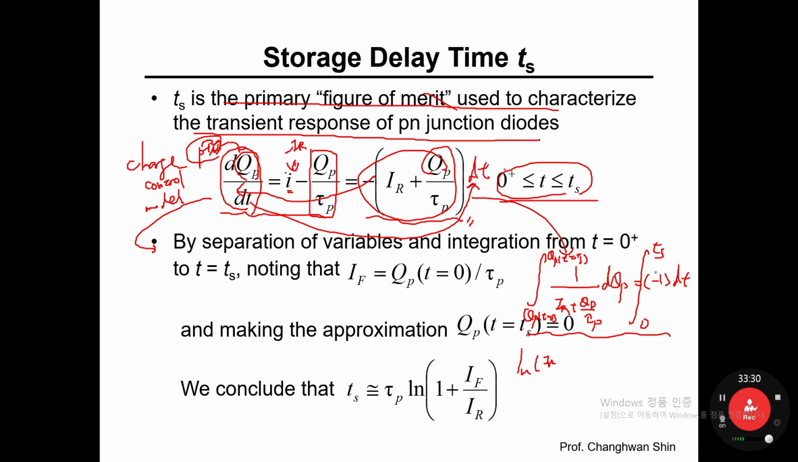Oops, I guess my pen is not working. Anyhow, you can solve this integration equation, then you're going to end up with Ts equal to tau p, the lifetime, times ln(1 plus IF over IR). So please do that by yourself. I guess that's a very easy job. If not, please ask me or ask a TA, and he or I can help you. That's a very simple integration.